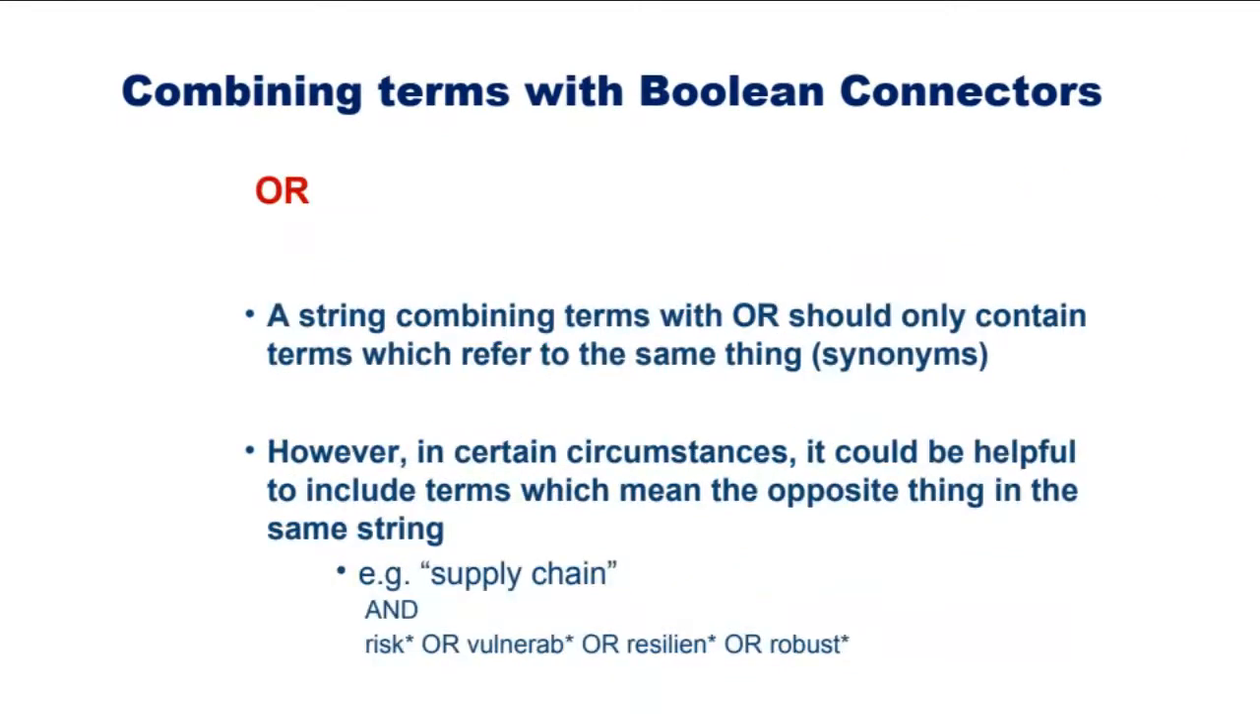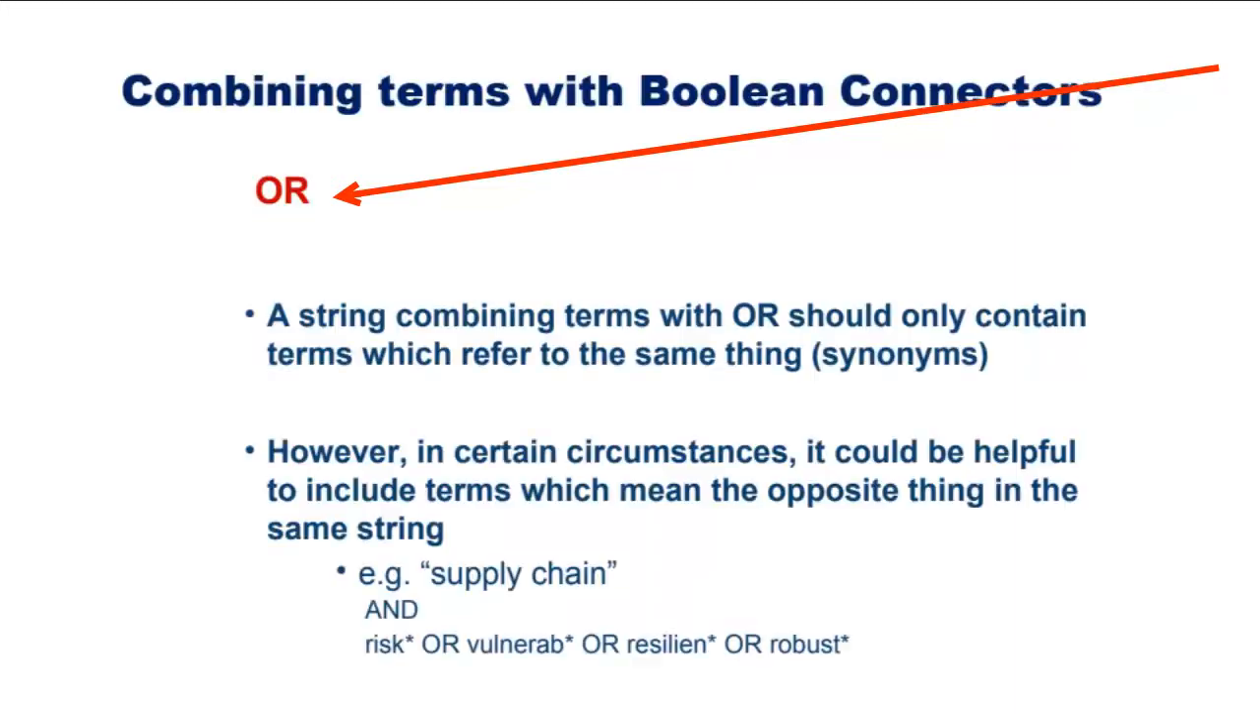The opposite of AND is the Boolean connector OR. Remember, a Boolean connector is a word which connects words together. For example, if you look at the last line, you'll see risk OR vulnerable OR resilient OR robust. It is looking at those articles which use any of these words. For example, if you want to do an MSc in project management, you don't get many options in UK, so you say OR in marketing OR in finance OR in operations OR human resource management, and your choice starts increasing. So OR basically increases the choice, and increases the number of articles you are selecting.